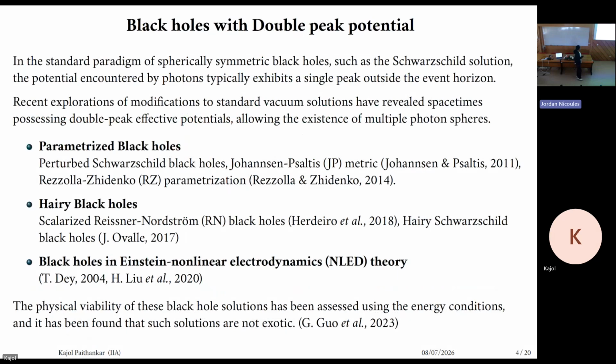Now there are some solutions recently in the literature, and many of them can exhibit multiple photon spheres. In some cases people have considered perturbations to the Schwarzschild black hole. We know there are deviations from the Schwarzschild black hole, and how to parameterize this is done by the JP and RC metrics. They define, instead of just 1 minus 2M by r, higher orders of 1 by r in the metric. This can lead to multiple photon spheres.